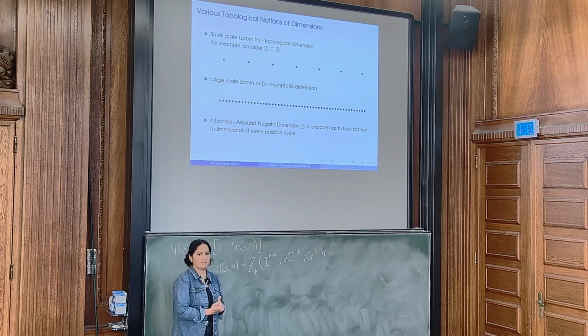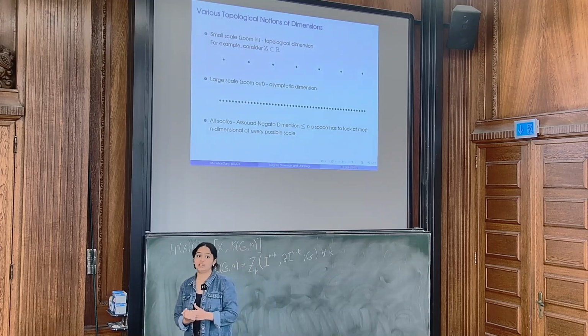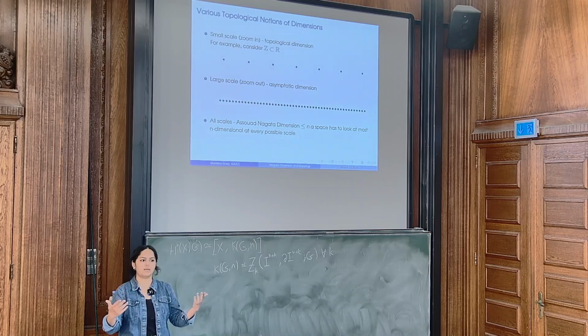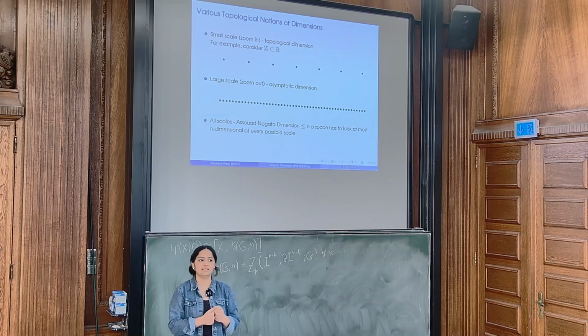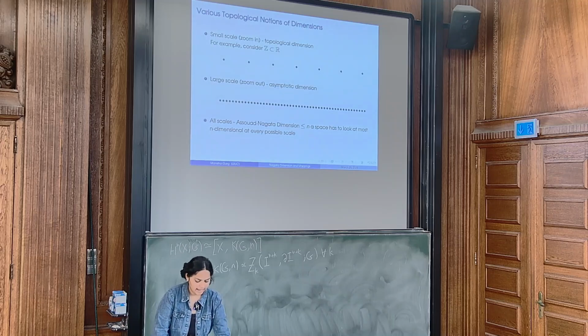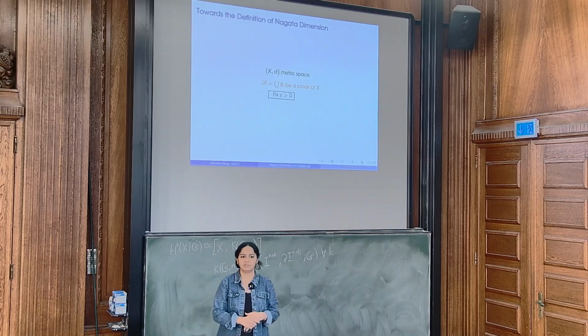And Assouad-Nagata dimension, also called Nagata dimension, is an all-scale analog of topological dimension, meaning now we have a microscope, a telescope, everything in between, and what is the largest dimension we see in this process of zooming in and zooming out. For instance, for this set of integers, the largest dimension we see in this process is 1. And today's talk is going to be about Assouad-Nagata dimension, this all-scale analog of topological dimension. And in order to define Nagata dimension, we need to understand two properties of a cover.